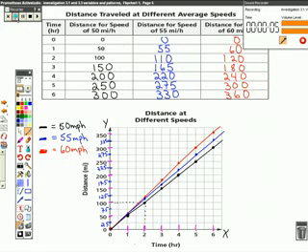We're still in investigation 3.1, and we are right now focusing on part C of the investigation. Part C says, do the following for each of the three average speeds. Look for patterns relating distance and time in the table and graph. All right, so to look for a pattern.